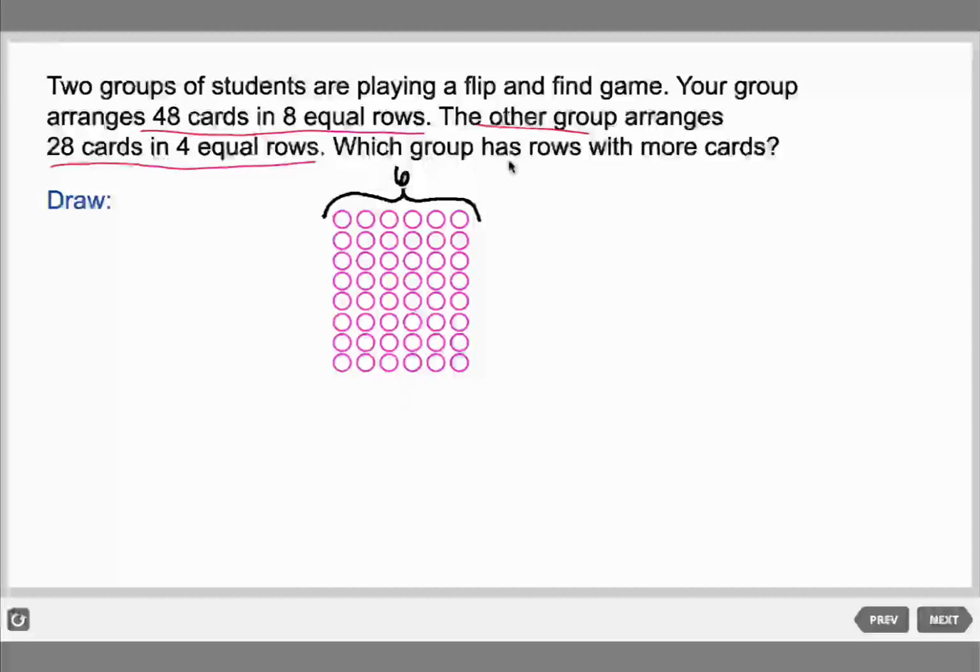Okay, let's do the same for the second group, the other group. We have 28 cards in all, and we need to put 28 cards in 4 equal rows. Okay, let's do it. 28. So we put them in 4 equal rows. We need to write the division equation first for this one. Let's write the division equation for the first group, your group. We have 48 cards in 8 equal rows.